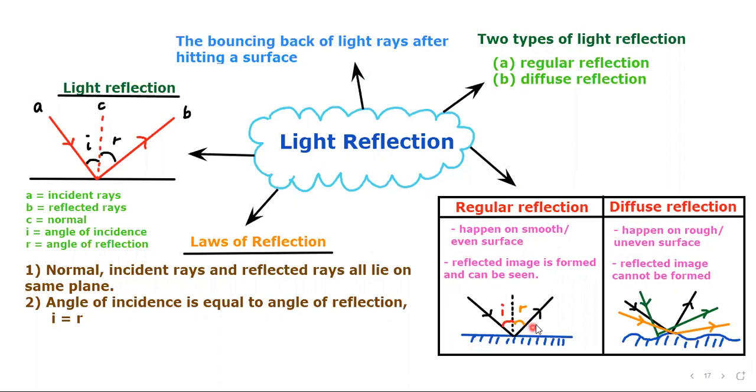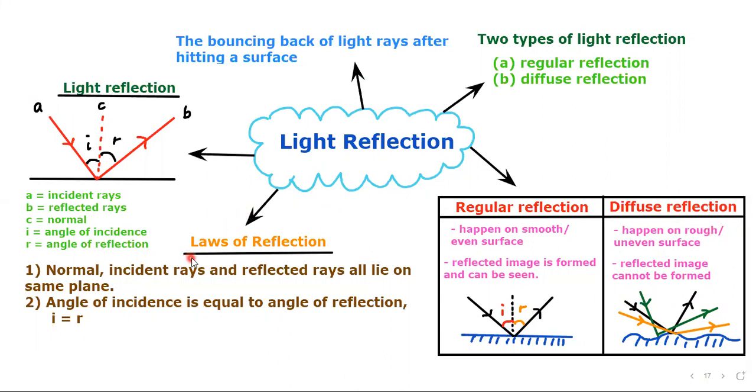That's why you can see a focused image or reflected image is formed over here, and the angle of incidence is equal to the angle of reflection. That's why you can see the reflected image formed. As for diffuse reflection, the reflected rays are very messy. You can see over here it is very messy. That's why the reflected image will not be formed, because the image is not focused. So that's why we cannot see a reflected image under diffuse reflection.